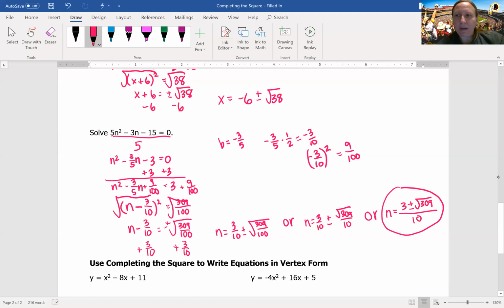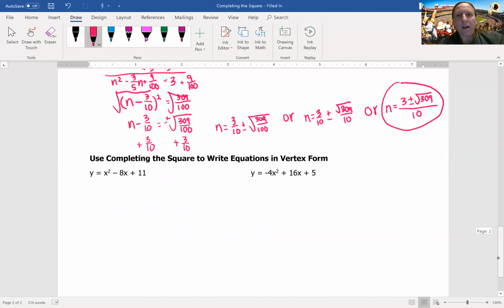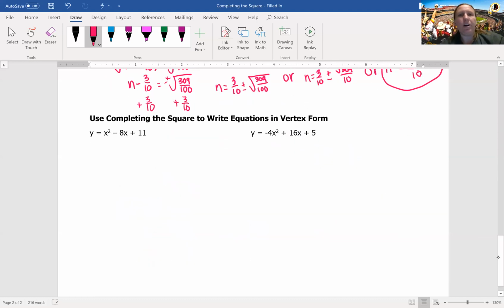Okay, and our last examples here. Completing the square is actually a helpful way of taking an equation in standard form and writing it in vertex form. So we have y equals x squared minus 8x plus 11. Notice there's no constant on this side now because we're dealing with a function, a quadratic function. But we're going to start the same way. So we're going to subtract 11 on both sides. They're not like terms though, so we'll just say y minus 11 equals x squared.